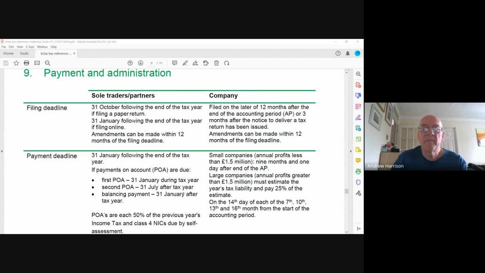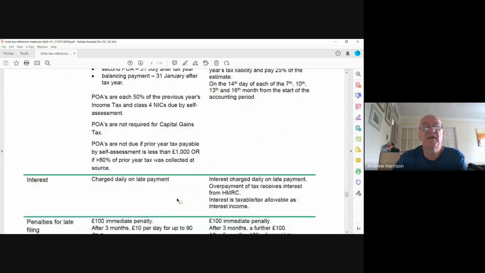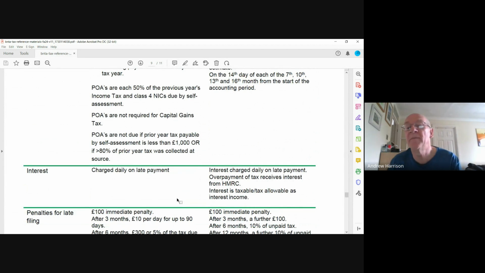What did it say about payments? Fines, let's have a look. Nothing here. Filing deadlines, payments. Interest charged daily on late payment. Nothing to do with balancing or payment on account. Payment on account is due.